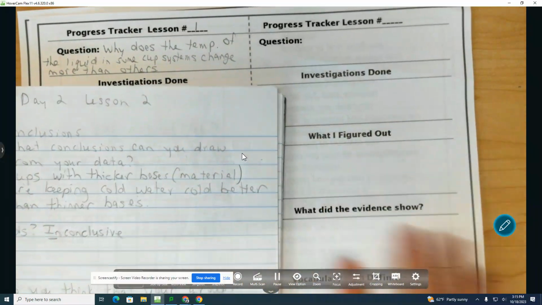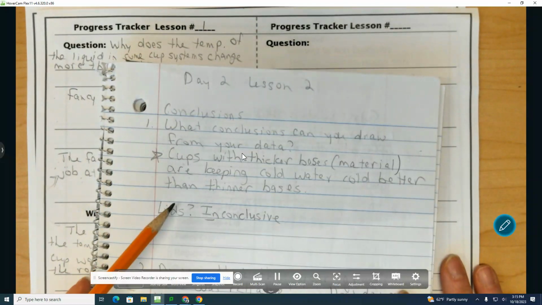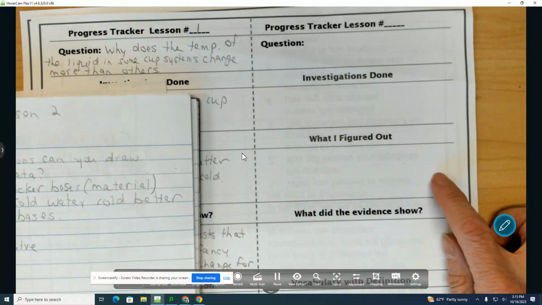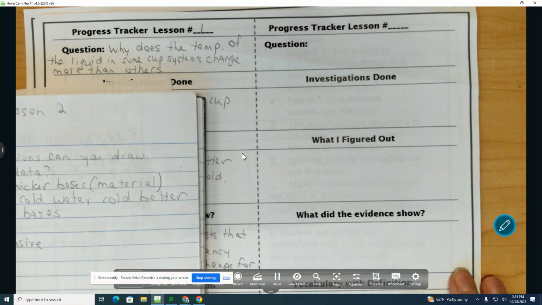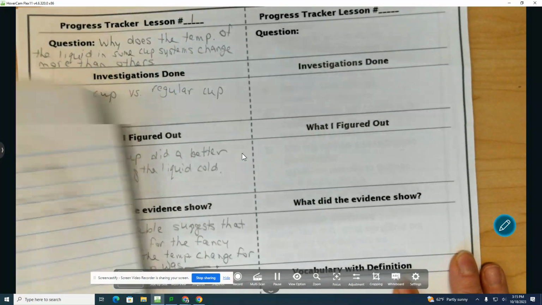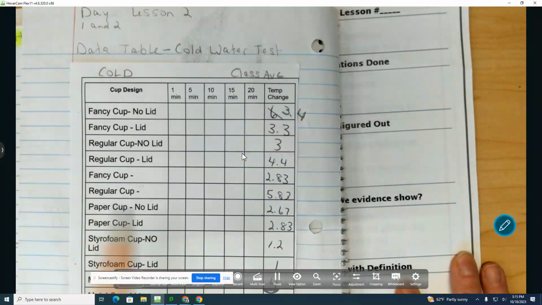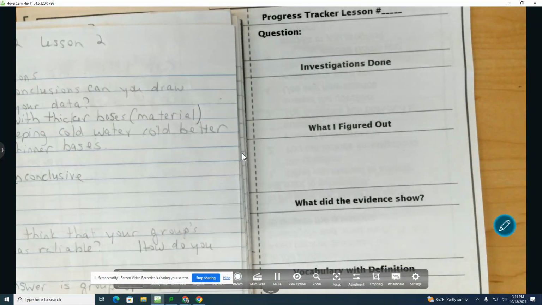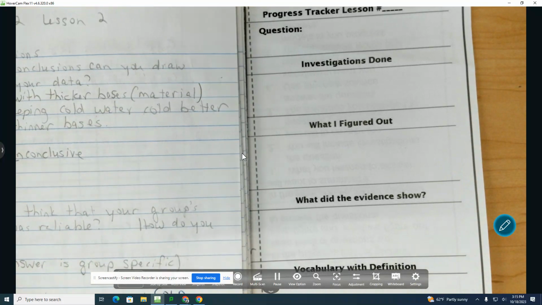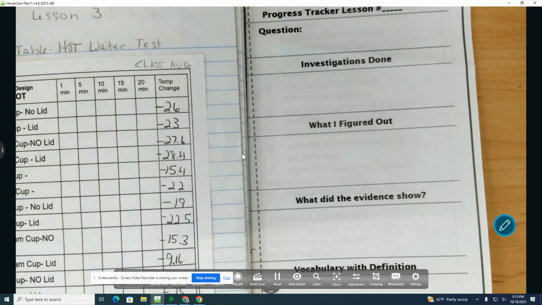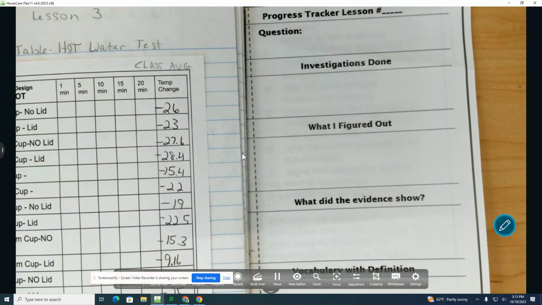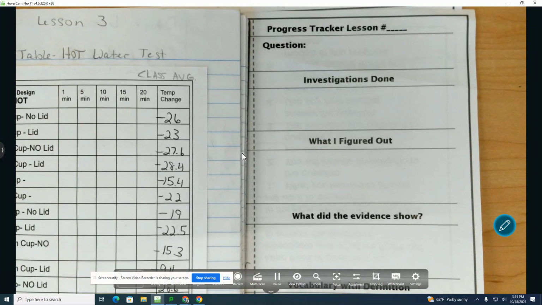And this is day 2, so here's some conclusions. All right, this might help you with what we figured out. All right, what did the evidence show? Your evidence comes from your data table. So you want to use that to support what you figured out. And what vocabulary did we learn in lesson 2? So again, we're just investigating in some of these lessons. We may not come to vocabulary yet.